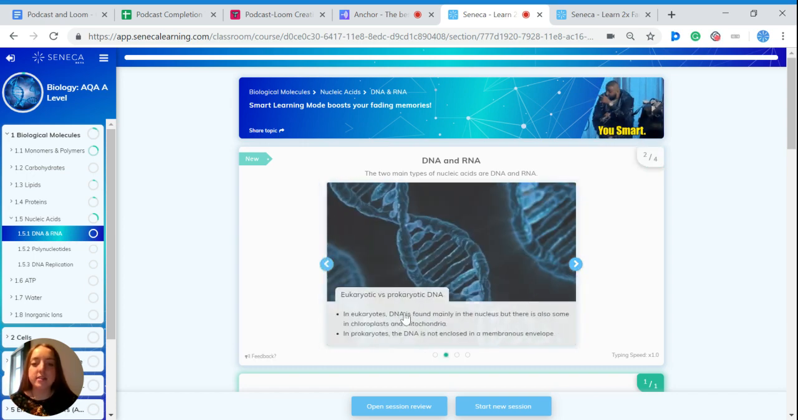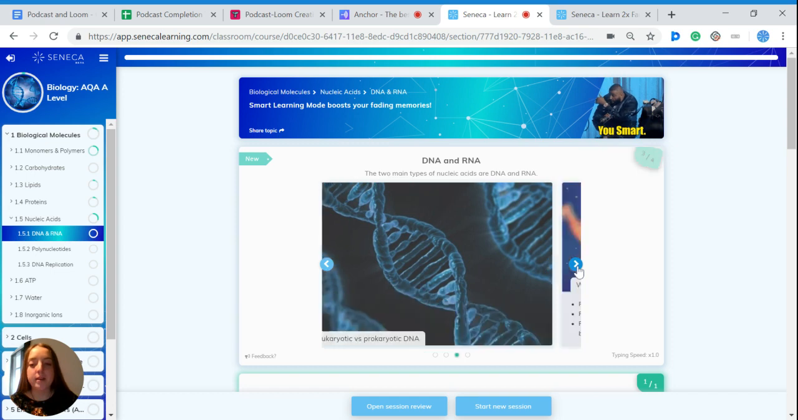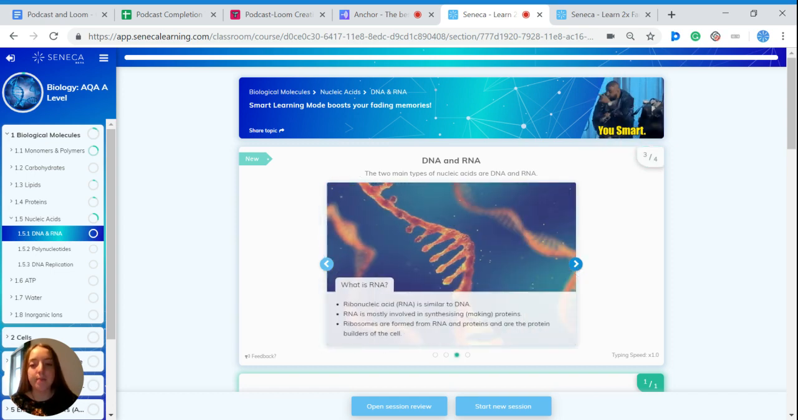In eukaryotes, DNA is mainly found in the nucleus, but there is also some in chloroplasts and some in mitochondria. In prokaryotes, the DNA is not enclosed in a membranous envelope, so it's just loose in the cytoplasm.